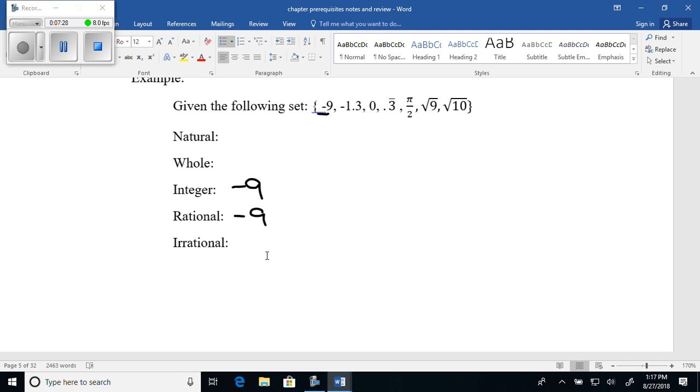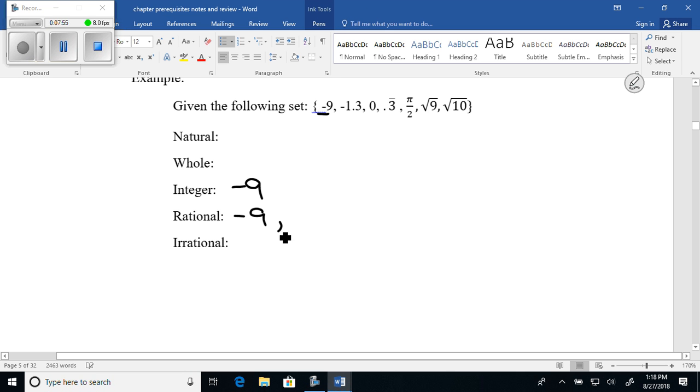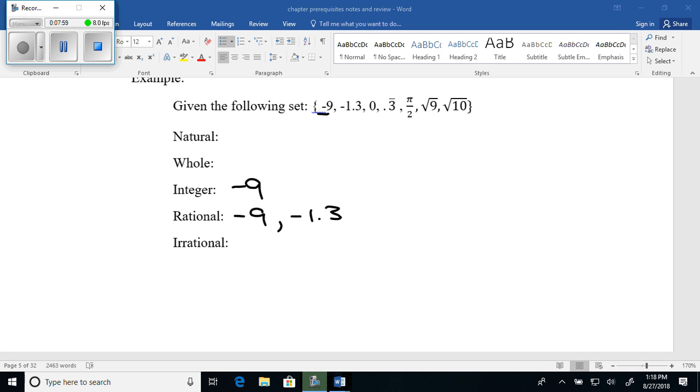Okay. So what's rational? It can go forever in a pattern, or it stops. So, what's -1.3? Goes forever, or stops, or has no pattern? Which one? So, is it rational or irrational? Rational. So -1.3 goes here. Okay, do the rest with your group.